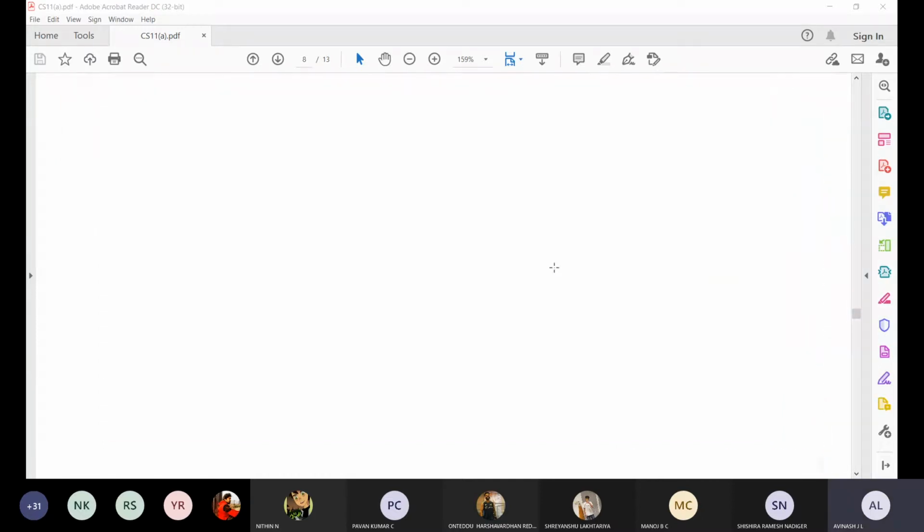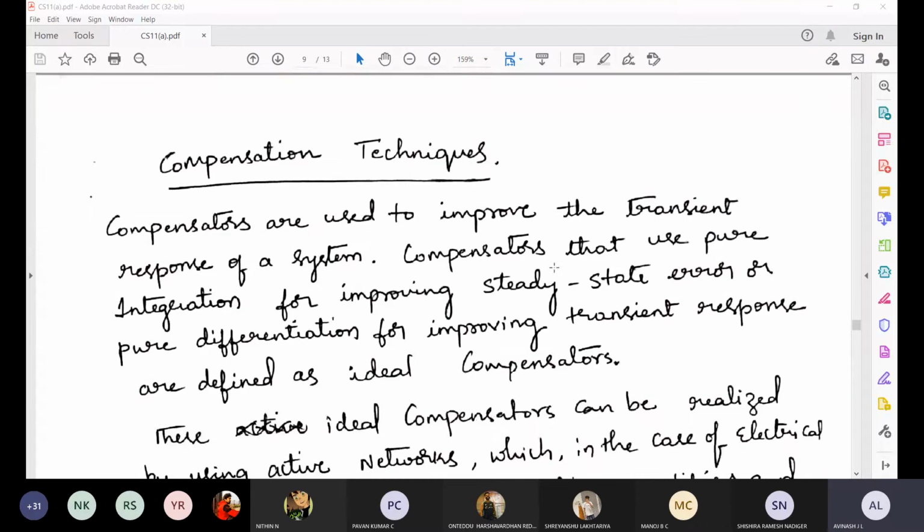Hope all of you have taken this one. Okay, so we'll go to the next. Only one numerical we have done so far. Why? Because this is not so important.